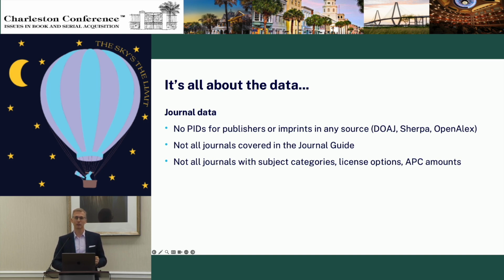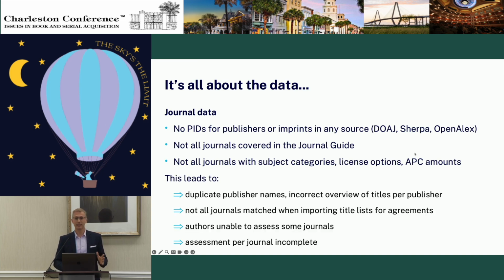And not all journals have all the data that we want to support all these use cases. So only 60%, for example, have a subject classification. Not all of them have all the different license options. Not all of them have APC amounts. And so this leads to duplicate publisher names. So if you look at a publisher and filter on that, you won't necessarily see the right journals. If you look at the journals, when you import your title list for an agreement, well, maybe you won't get a match for all of those titles. And there may be different reasons for that. It also means authors are unable to assess some journals because they're simply missing, or they assess a journal but not from all these different aspects.